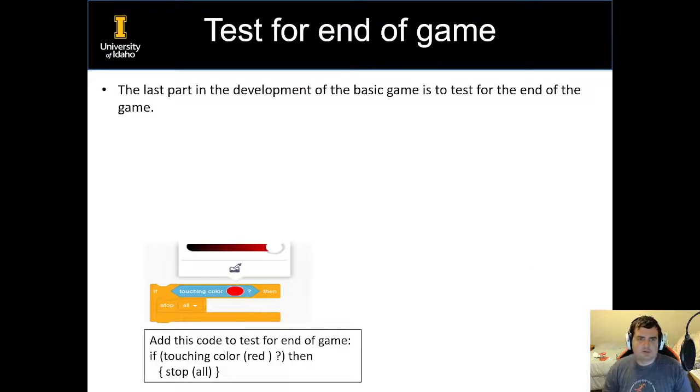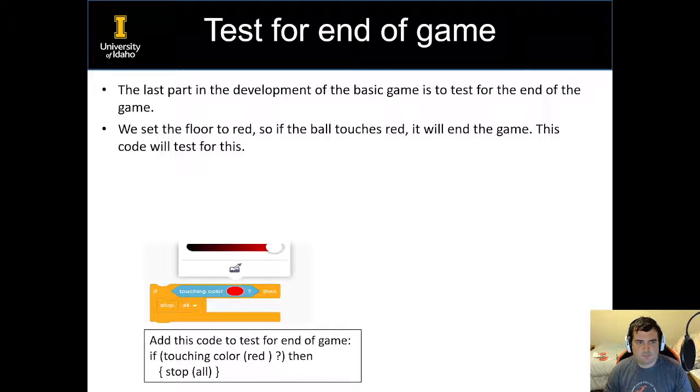Last thing we want to do is add an end step. We want it to test for the end of the game. Games are fun and all, but if you can never lose, then what's the real challenge? So we're going to do a very basic test to see if it ends. We already set the floor to be red, so if the ball touches red, we want it to end the game. We're going to have the code test for that, and you can see the code down below.